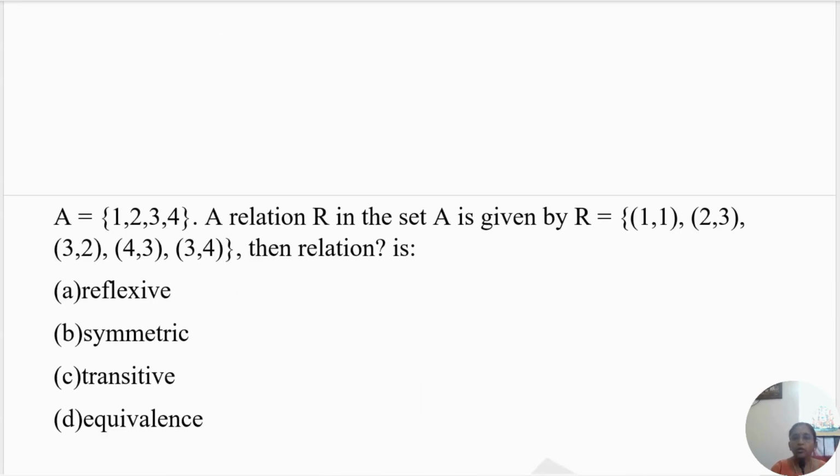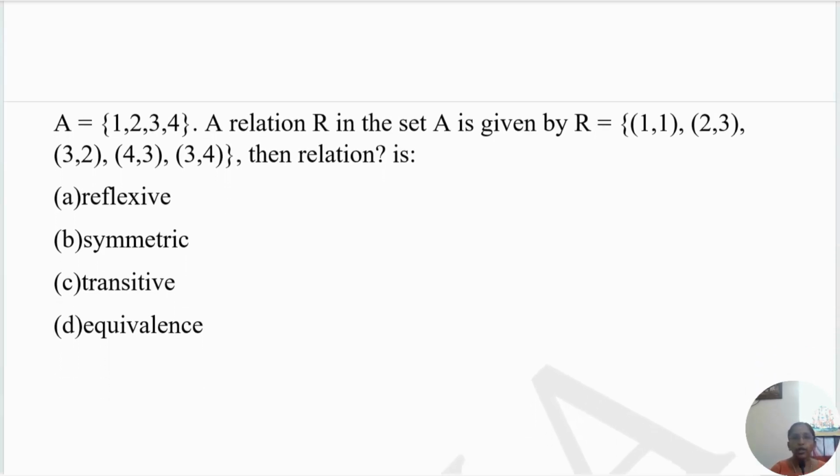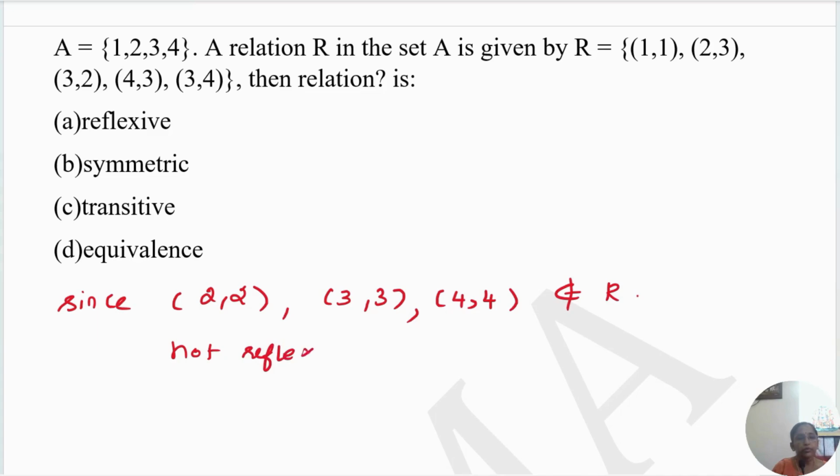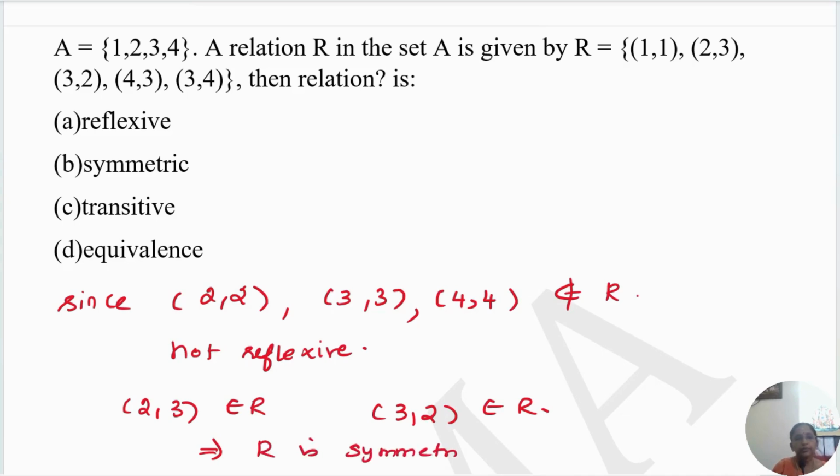Next, look at this question. In this question, we are given a set A, and a relation is also given to us. We have to find the type of the relation. Here, since 2, 2 and 3, 3 and 4, 4 are not available in the relation, it is not reflexive. Whereas 2, 3 is available and 3, 2 is also available in the relation. So we can say the relation is symmetric. So option B is the correct answer.